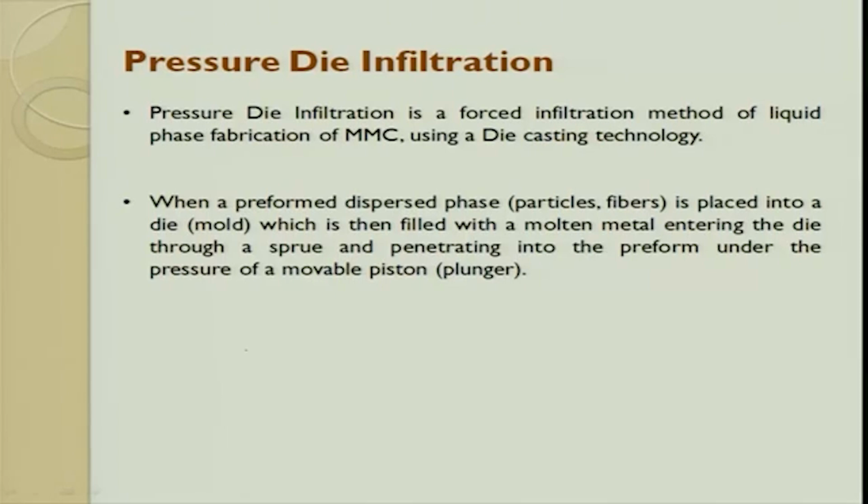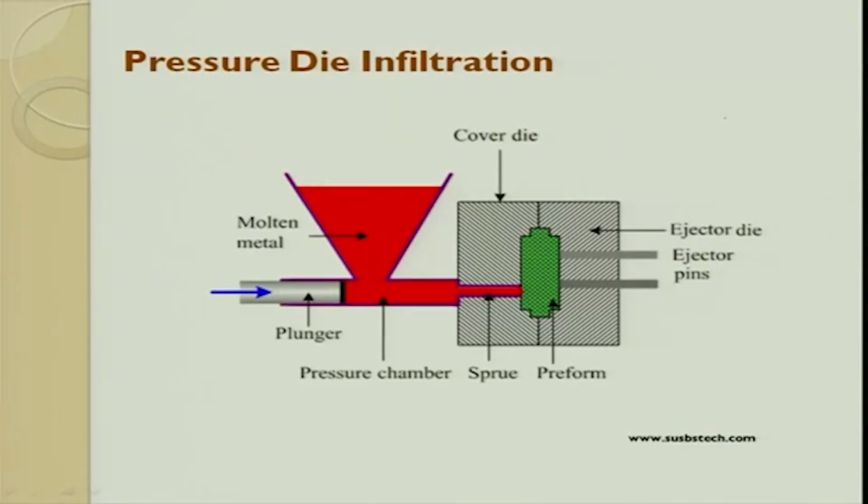So till now it was squeeze casting, now it is pressure die casting. Pressure die infiltration is a forced infiltration method of liquid phase fabrication of metal matrix composite in die casting technology, where the preform, the dispersed phase, is placed into a die which is filled with a molten material that enters the die through a sprue. So this is the way we do it. So here is a molten metal.